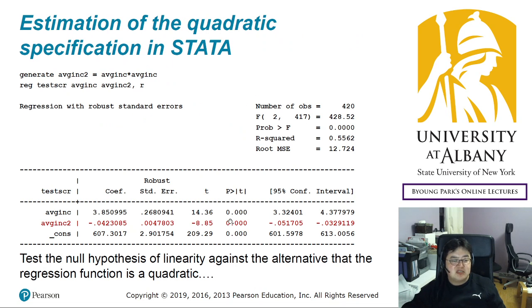By the way, let's have a look at this. The t statistic is -8, which is very large in magnitude, and the p-value is 0. So the quadratic term is very significant. That means including the quadratic term is important, playing a significant role in explaining the outcome.